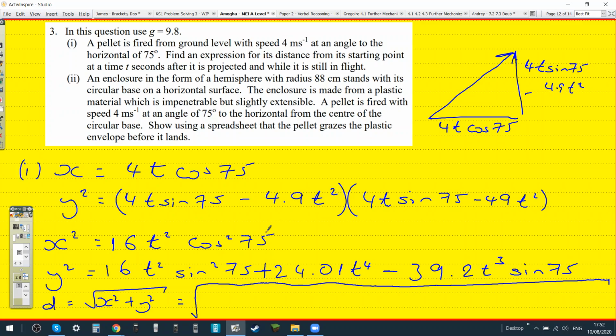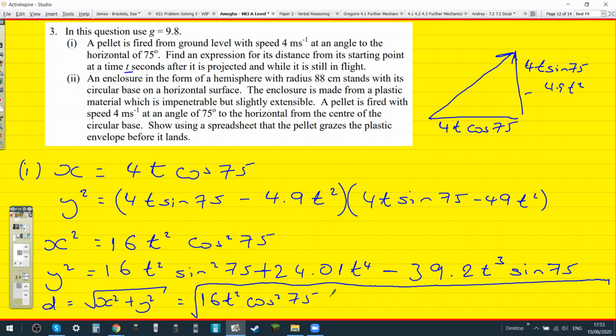Find what t is. I don't know, like to eliminate t or something? I think that's how you do it. So it says find an expression at time. x over 4 cos 75 is equal to t. And then you just substitute that, and then you have an expression for the distance. Am I right in saying that would eliminate t? Yeah. I think they want t in this thing. Okay, then I don't know how to do it. It's essentially just very long.